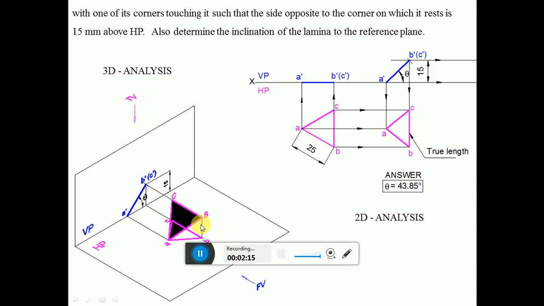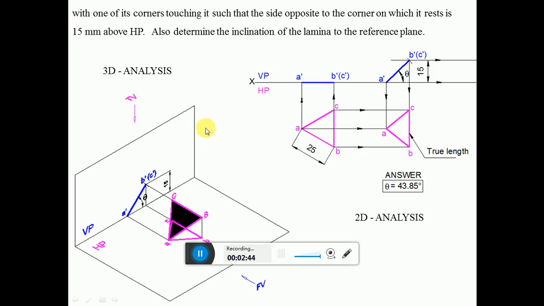So how do I get that? You can see here the corner is resting on HP. The side opposite to this corner, B dash C dash, is above HP by 15 mm. This is a surface which has been shown with a shaded portion. And this surface is inclined to HP and perpendicular to VP, so you are getting a line here.